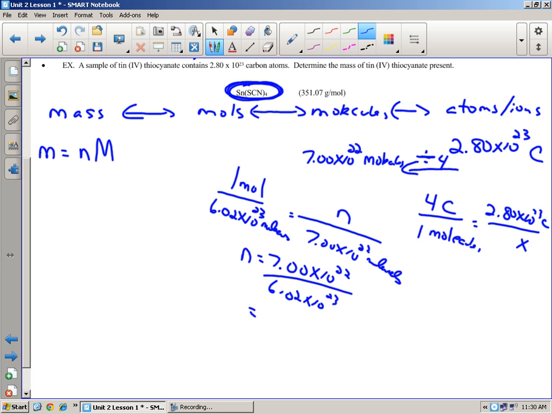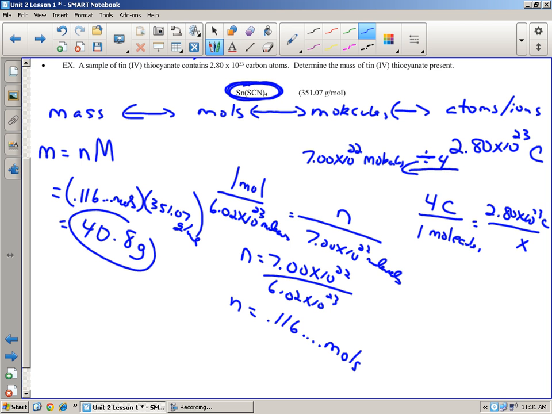Okay. 7 times 10 to the 22 divided by 6.02 times 10 to the 23. Once again, obviously do not round that number. So that's how many moles. And guess what? 1.16 moles. And I already told you the molar mass, but once again, I'd expect to see that somewhere on your page here. And multiplying those two together, 40.8 grams. Final answer, 3 significant digits, because I gave you 3 significant digits in the question right there.